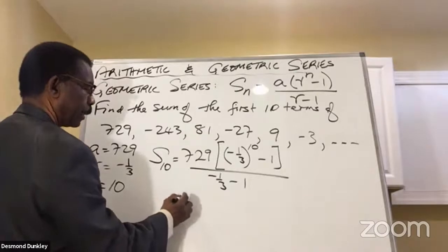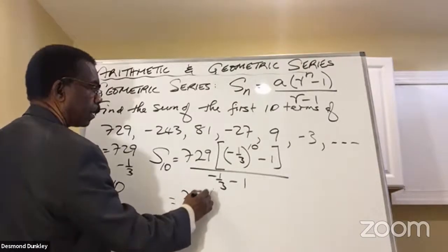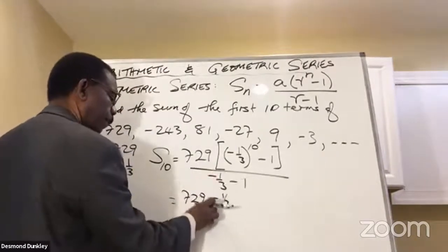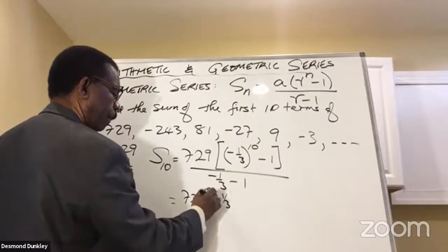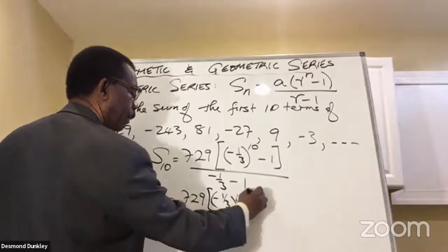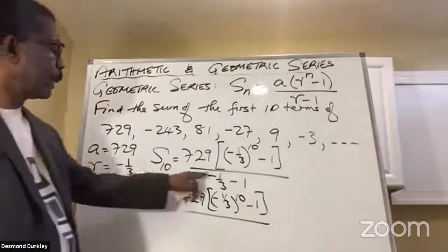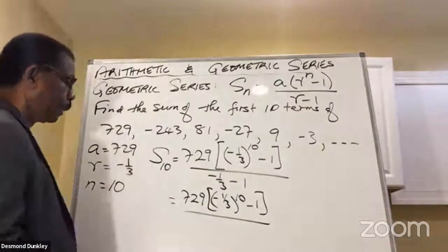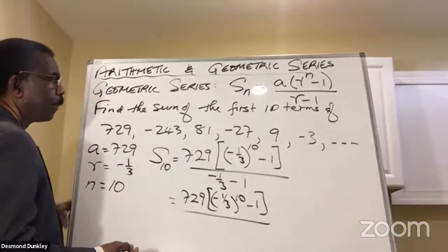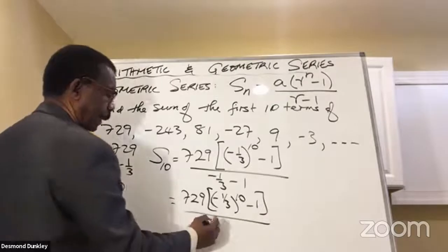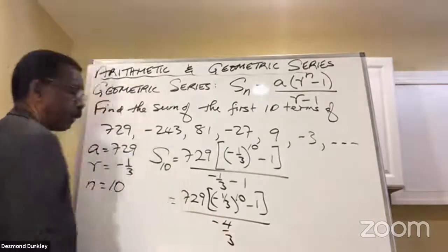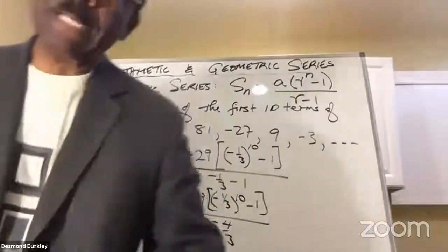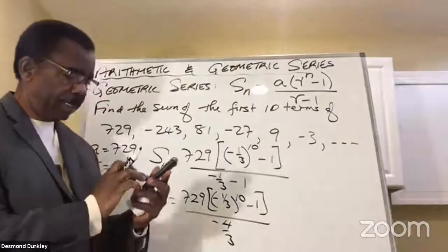It's going to be equal to 729 times negative 1/3 to the power 10 minus 1 over, and this is going to be equal to negative 4/3. Negative 4/3. So when we flip that, what do we end up with? Well, it's negative 4/3. So dividing by a fraction means that you're going to flip and multiply. So I'm going to go ahead and put everything into the calculator and let the calculator do the work for us. So here we go.